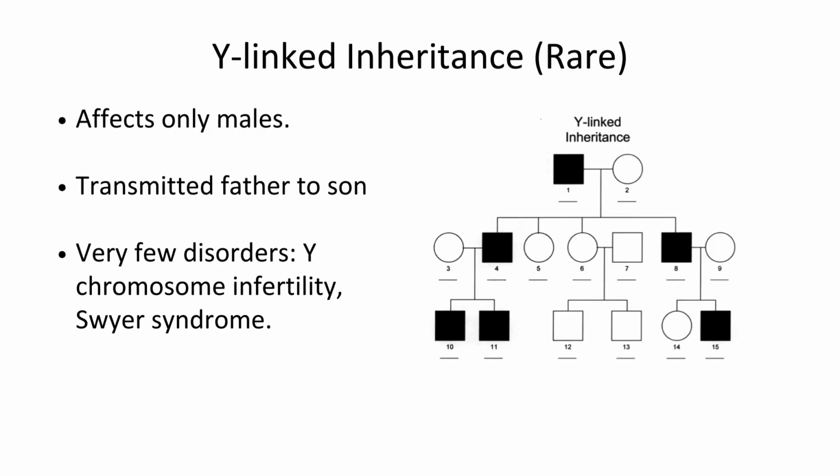Y-linked or holandric inheritance is extremely rare and affects only males. It's transmitted from father to son. And since females don't have a Y chromosome, they cannot be affected or transmit the condition. Examples include Y chromosome infertility and Swyer syndrome.